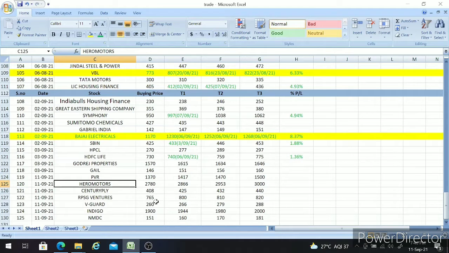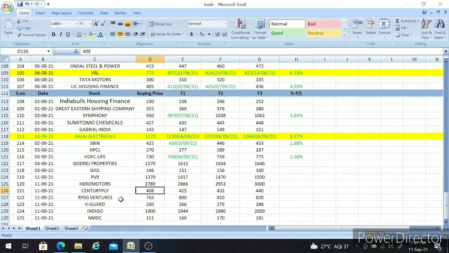Yes, and I forgot to say the time frame, friends. Sorry for that. For the PVR stock, the time frame is roughly around 3 to 4 months. For the Hero Motors stock, the time frame is around 4 to 6 months. And for the CENTURYPLY stock, the time frame is roughly 1 to 2 months, 440 being the third target.